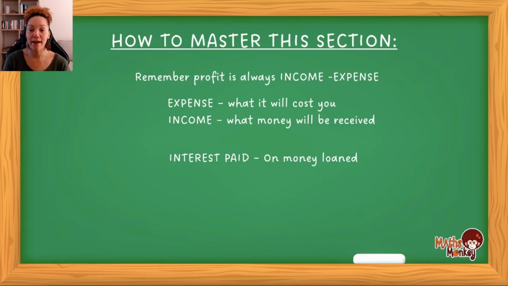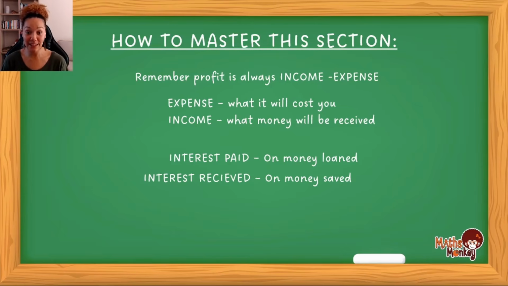Okay, then we have interest. Interest paid is interest that I, as an individual, have to pay if I loan money. If I take out a bond or a car loan, I'm borrowing that money, so I have to pay back extra. The extra that I pay back is the interest. Also, I receive interest if I invest my money. If I put my money in a bank or a financial institution, they will give me my money back with interest.